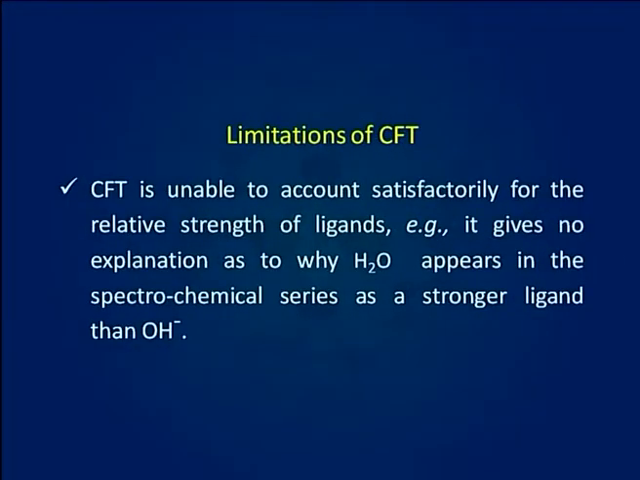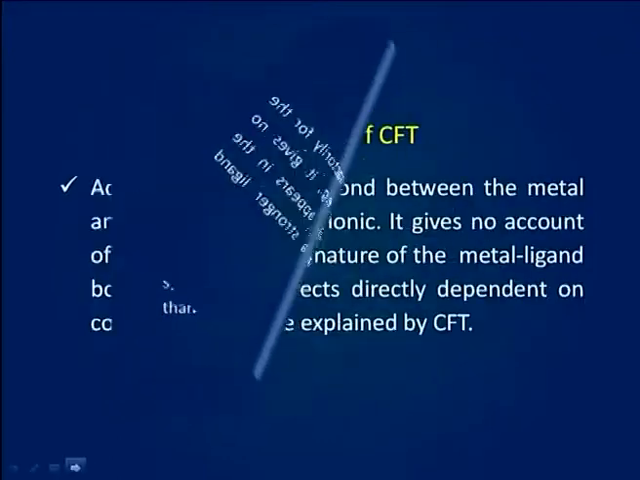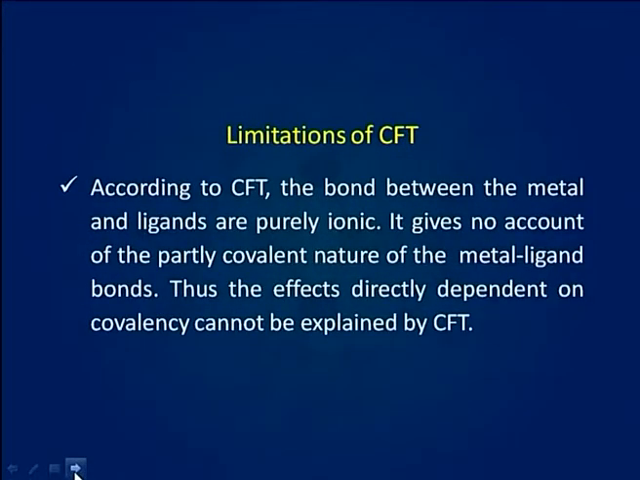Crystal field theory is unable to account satisfactorily for the relative strengths of the ligands. For example, it gives no explanation as to why H2O appears in the spectrochemical series as a stronger ligand than OH-. According to crystal field theory, the bond between the metal and ligands is purely ionic. It gives no account of the partly covalent nature of the metal-ligand bonds. Thus, the effects directly dependent on the covalency cannot be explained by crystal field theory.